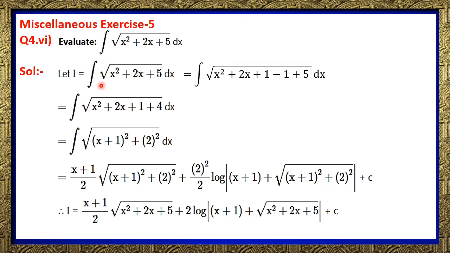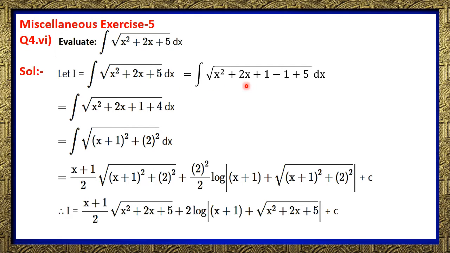Now this is of the form integral root of x square plus bx plus c. We have already learned the method of integrating such functions. First we will convert the given function under the root into the form of x square plus a square or x square minus a square. So here it is x square plus 2x plus 5, and we will use the completing the square method for converting into the required form.